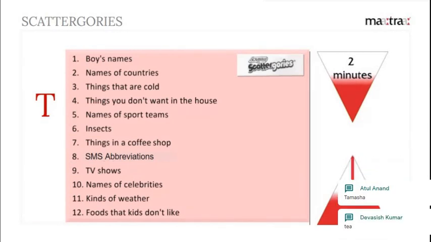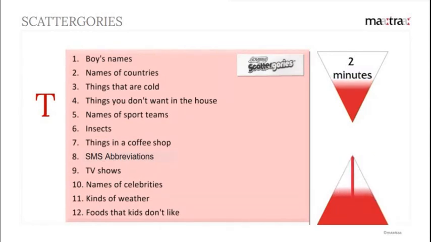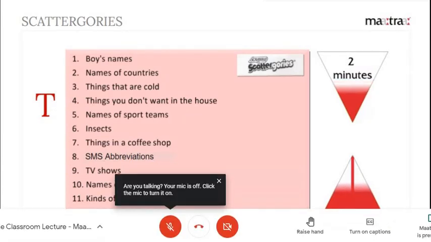Tamasha. Tamasha, yes. You don't want tamasha in the house. You don't want trash in the house, which is great, great answers. You don't want a turkey in the house. I agree, you never want a turkey in the house. Names of sports teams.